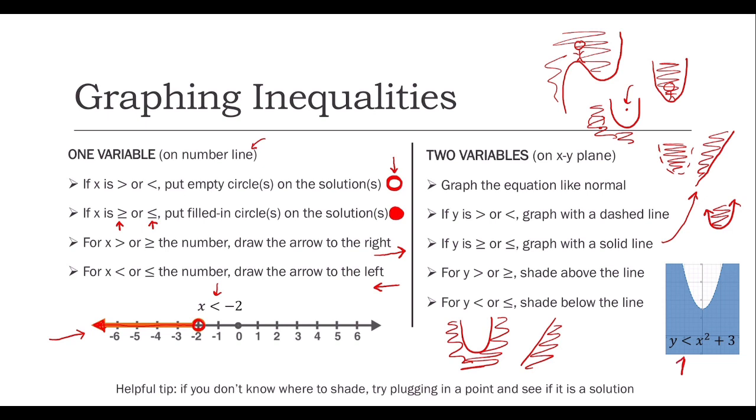So here we have a graph of y is less than x squared plus 3. So you have your line for x squared plus 3, and it's dashed because it's not equal to, and then it's less than, so they shade the area outside of the graph, or below the function.